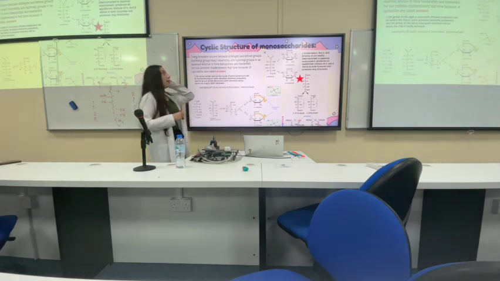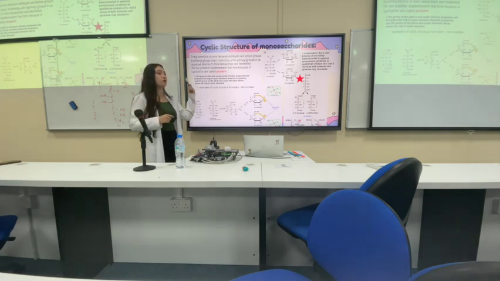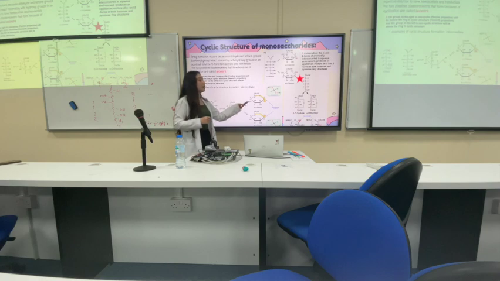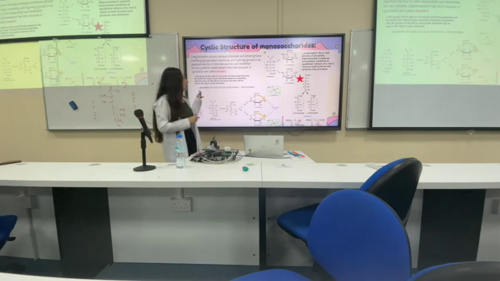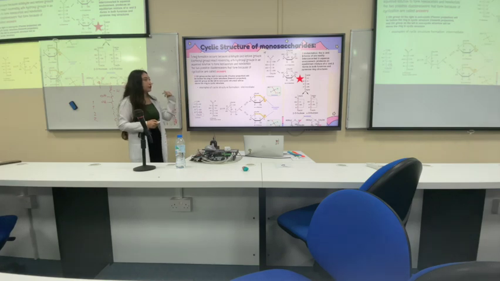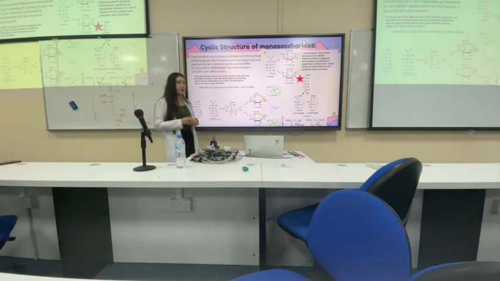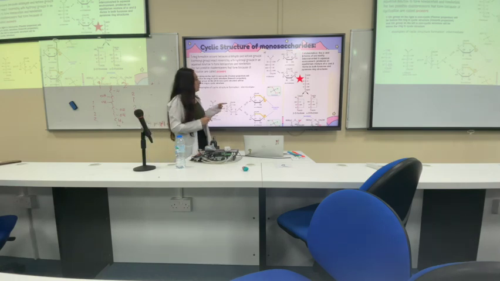Okay, now cyclic structures. Whenever we draw glucose, galactose, fructose, anything, we draw them as a cyclic structure. Why? Because naturally in our body, most of the time they are cyclic, not open as we saw them. So how does this happen? This is the reaction that happens over here. Remember, we took it in organic chemistry, the acetals. Remember? Yes.